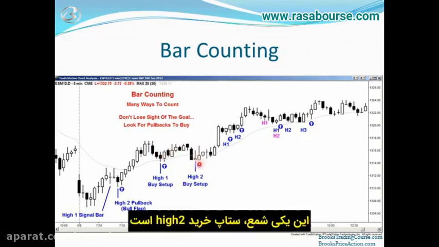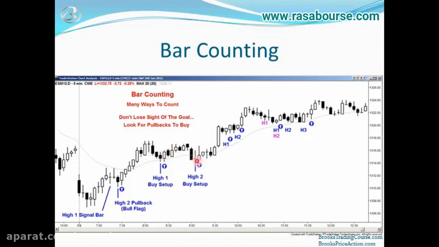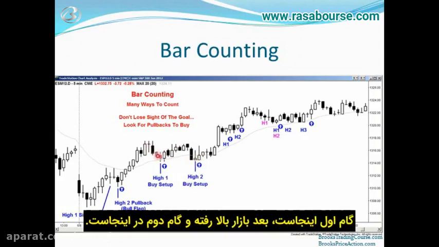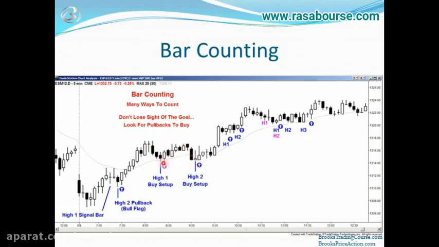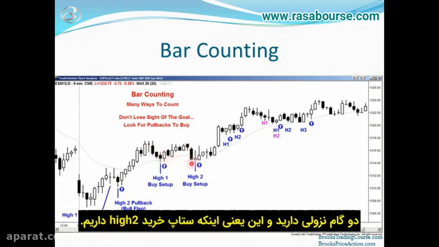Here you could call this a high 2 buy setup because it's part of a larger correction. 1 leg down here, the market went up, and then a second leg down here. Anytime you see a double bottom, you have 2 legs down, and that means it's a high 2 buy setup.